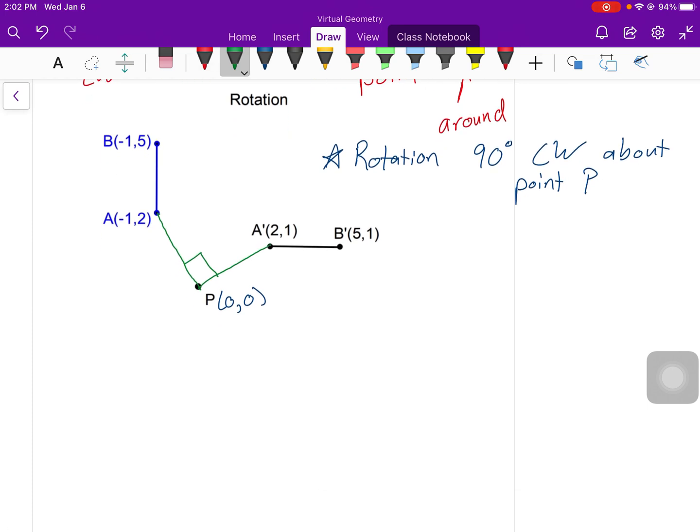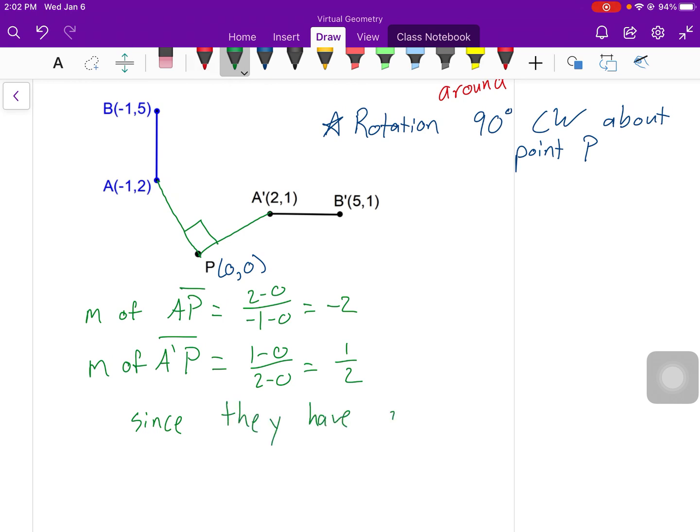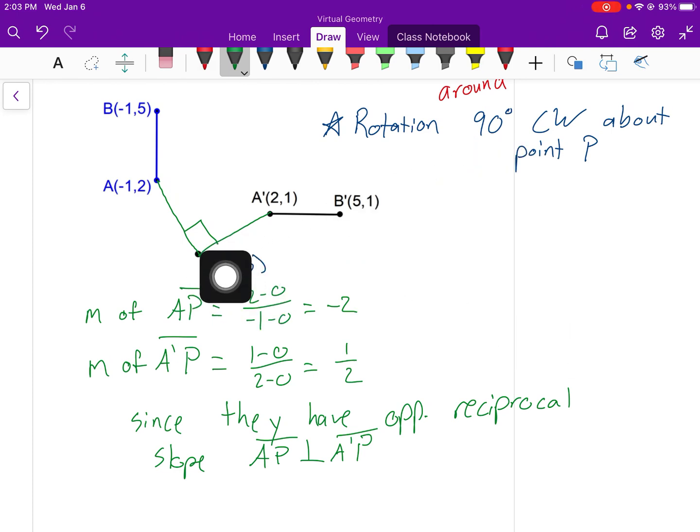The way we would be able to figure this out for what you guys know at this point in your math careers is we found the slope of AP. Okay, that slope is going to be 2 minus 0 over negative 1 minus 0, which is negative 2. And then the slope of A prime P would be 1 minus 0 over 2 minus 0, which is positive 1/2. So since they have opposite reciprocal slope, we know that segment AP is perpendicular to segment A prime P, and if they are perpendicular, that means they form a right angle. So that's how we get that would be a 90-degree angle.